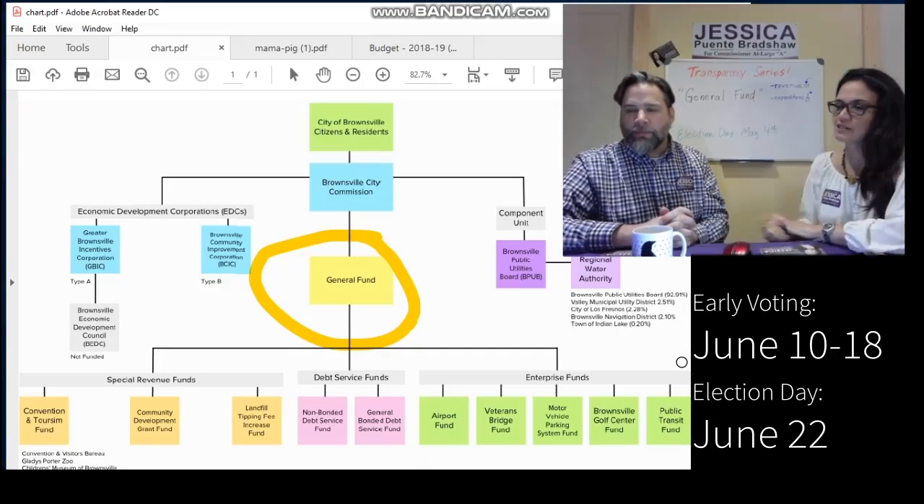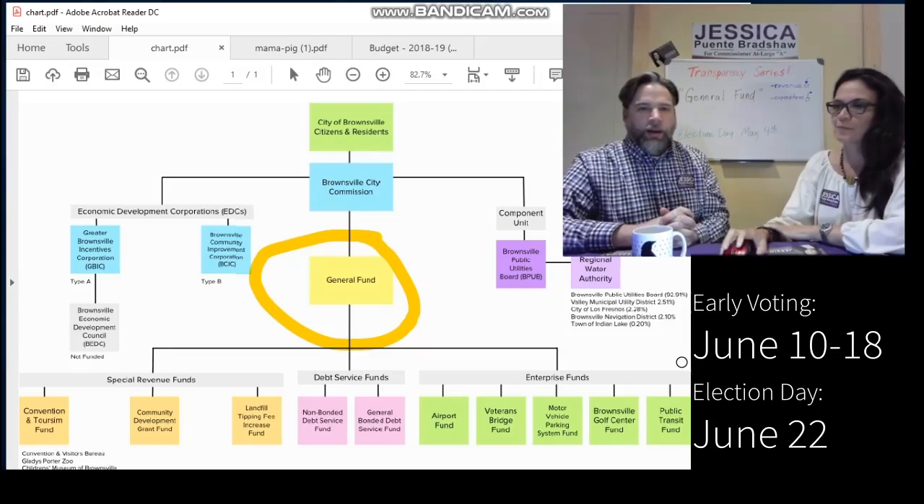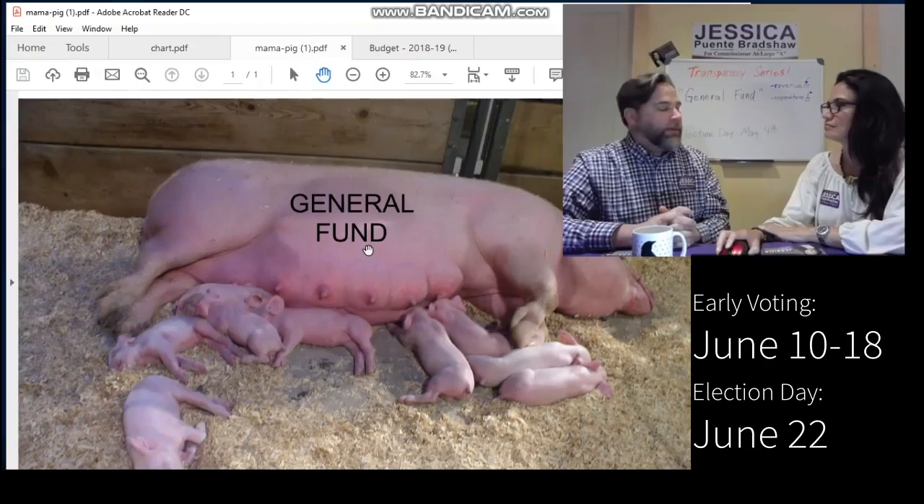Jonathan, can you tell everybody what the general fund is in 10 seconds? It's usually the largest budget within a government entity, and it's used to basically pay for the administration or most of the things that we typically associate with the government.